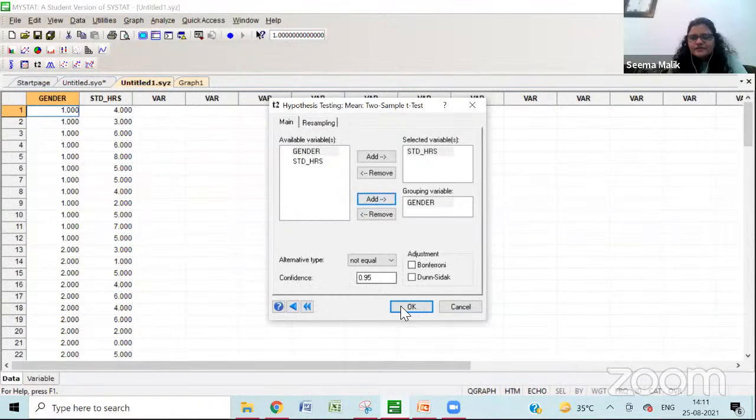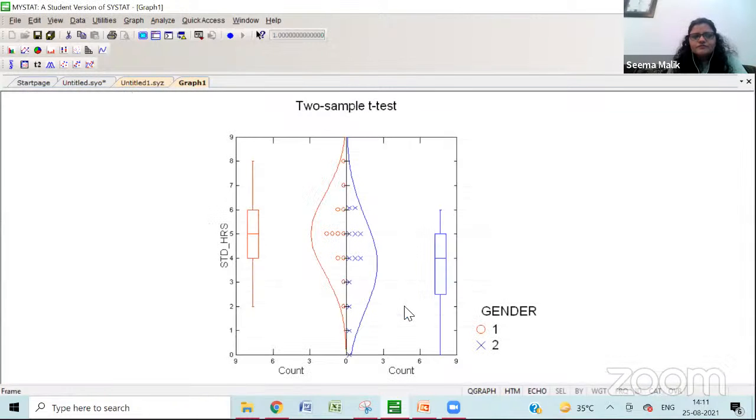And then I'm setting the confidence to 95%. With 95% confidence we are going to compare the study hours of boys with the study hours of the girls. Now clicking on OK. So these are the results. And you will be surprised to see we have the normality curve of both the categories separately. So this is the beauty of the MYSTAT software.